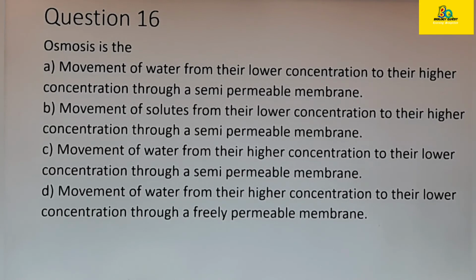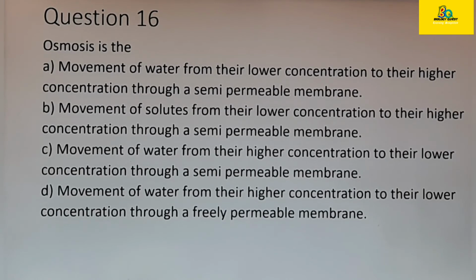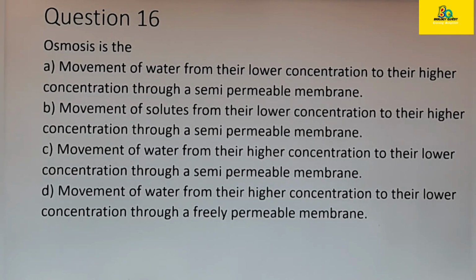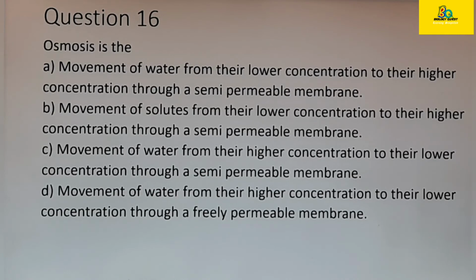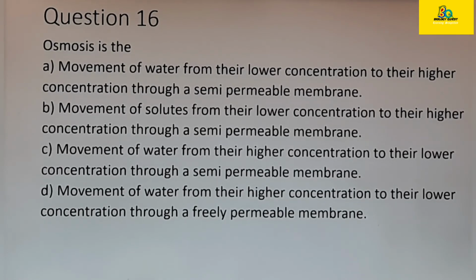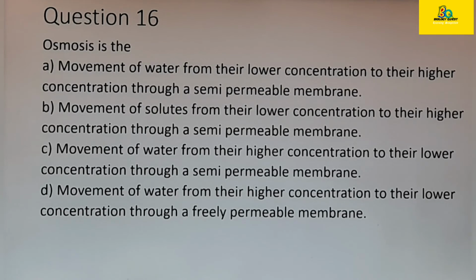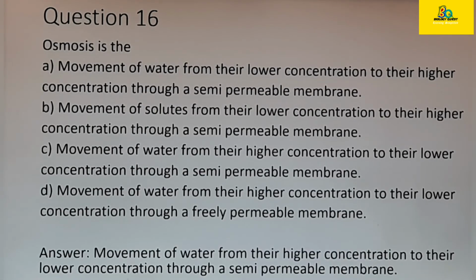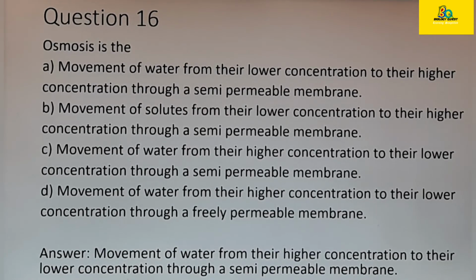So we have ruled out two options. And of the remaining two options, option A and option C, look at the two options. The first option is movement of water from their lower concentration to their higher concentration through a semi-permeable membrane. And option C is movement of water from their higher concentration to their lower concentration through a semi-permeable membrane. Which is the correct answer? Option C. Movement of water molecules from a region of their higher concentration to their lower concentration through a semi-permeable membrane is called osmosis.